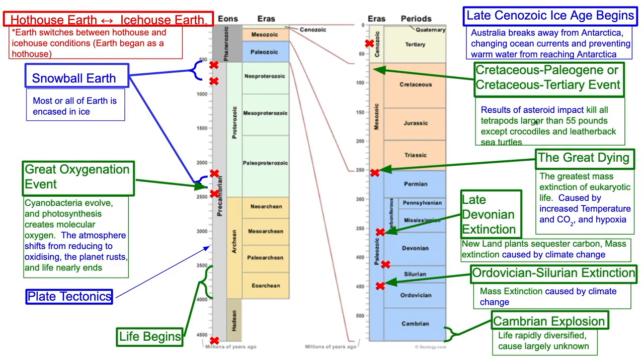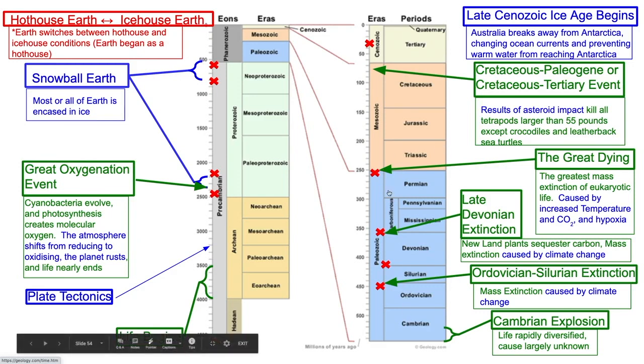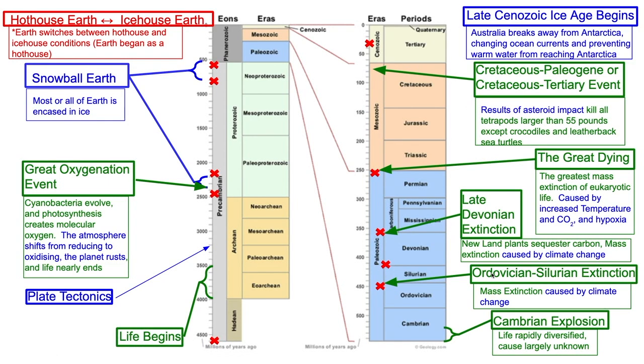If we zoom in just on the Phanerozoic eon, where we think about most of our life from the Cambrian explosion onward, there's a couple of events that I want to point out for you. We've got the Ordovician and Silurian extinction, and this is a mass extinction that was caused by climate change. We've got the late Devonian extinction, and this was caused because new land plants evolved. We have this colonization of the land by plants, and they sequestered carbon out of the atmosphere, causing a rapid decrease in temperature, which led to the mass extinction.